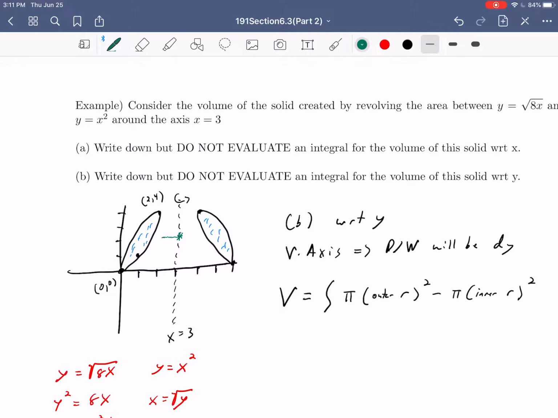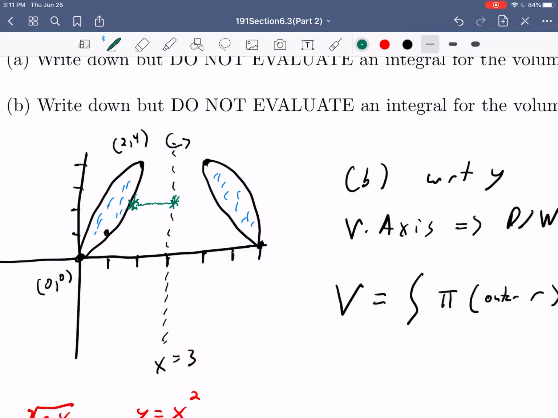So here we go, there's our first intersection. And then, of course, that's going to be revolved to here. That's going to create that inner radius. And then we would continue out to here. That'll revolve to there. And this guy will create that outer radius. So you can see the first intersection is going to be the inner radius. Second intersection is going to be the outer radius.